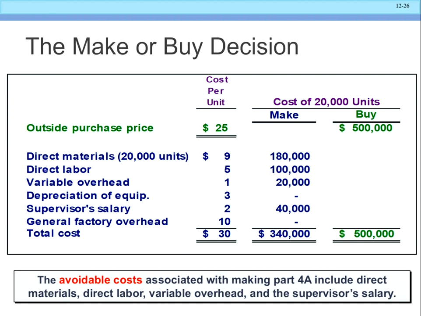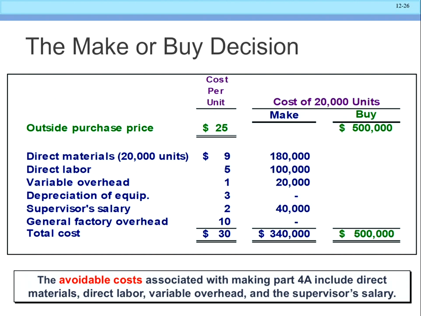Supervisor salary, yes, that is avoidable, because if we then decide we want to buy from outside and we are not making any more, it means we no longer need a supervisor. So that is relevant. Then general factory overheads. These overheads are allocated overheads, which means whether we make, those overheads will be incurred, or we buy, those overheads will be incurred. Since they don't differ between the alternatives, then those overheads are irrelevant.